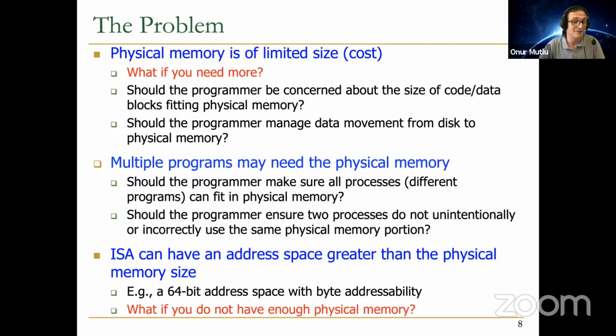And what if you do not have enough physical memory? Then your 64-bit address should not be physical, right? Or you need to translate it in some way, which brings you to some indirection and mapping that is similar to physical memory, similar to the notion of virtual memory.